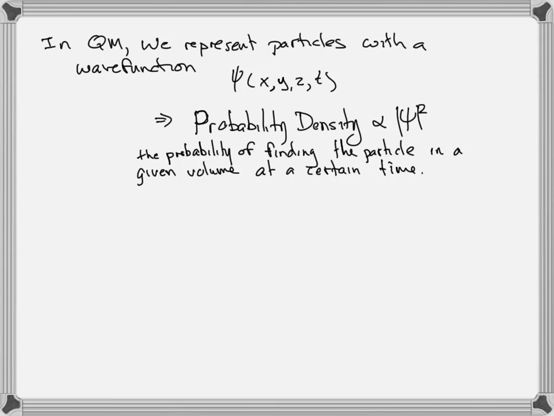And the probability density, just to be clear, is the probability of finding the particle in a given volume at a certain time. Now, psi itself, the wave function, can be real or complex. Psi squared is a real value. The probability density is a real value. Psi can be a complex function. Assume that you've learned about complex numbers at some point in mathematics. Certainly not going to teach you them here, but that means that psi squared is actually psi multiplied by its complex conjugate.